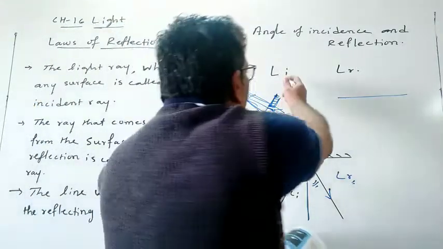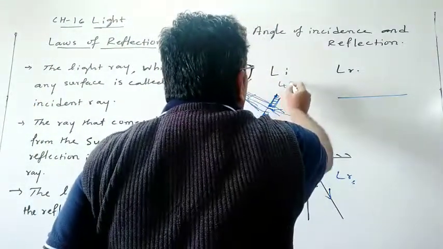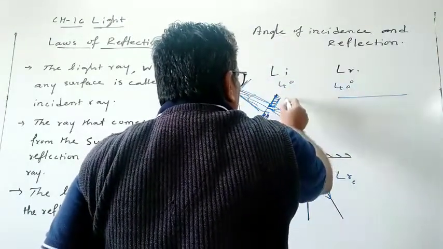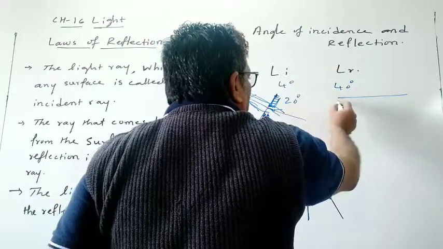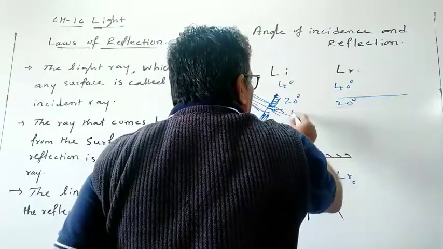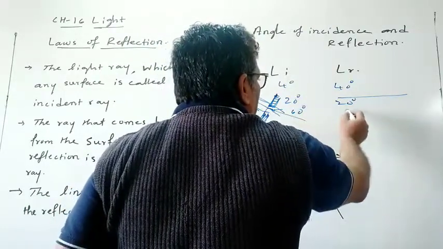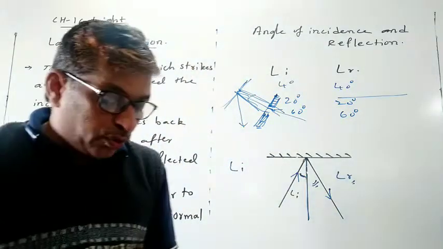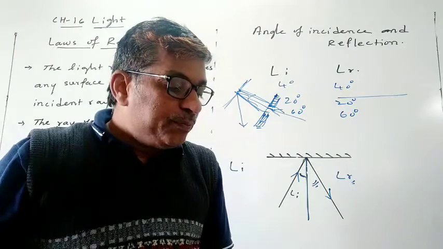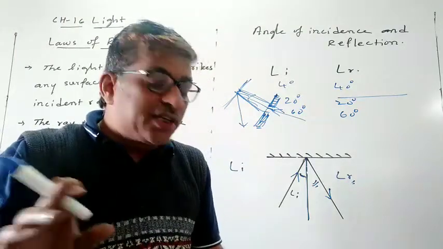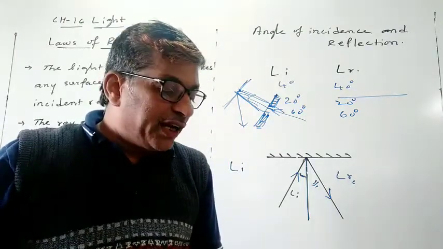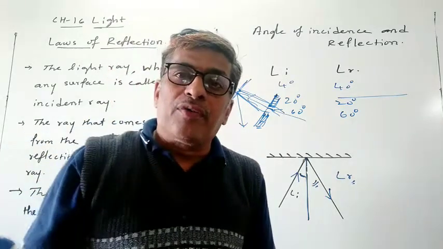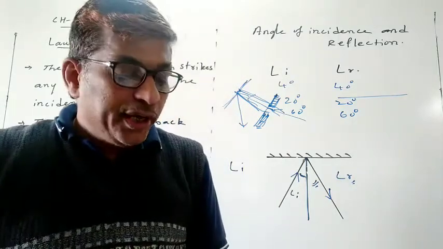Suppose the angle of incidence is 40 degrees, the angle of reflection is also 40 degrees. Here the angle of incidence is 20 degrees, here also 20 degrees. Angle of incidence 60 degrees, here also 60 degrees. So like this we are noticing. Do you see any relation between the angle of incidence and the angle of reflection? Sir, what we are observing is that both are the same.